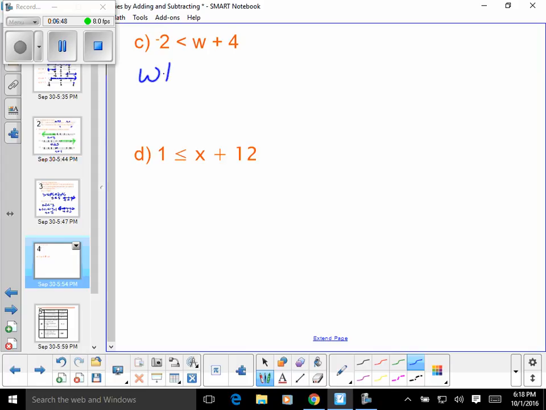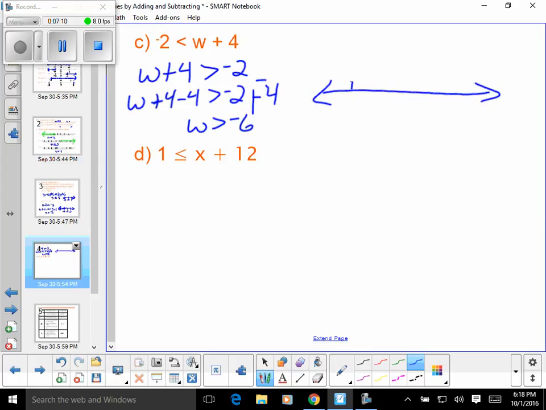I'm going to rewrite it as W plus 4 is greater than -2. I feel more comfortable, just like everybody else, with that variable on my left. Remembering to add the opposite, I will have W is greater than -6. To graph that, -6, 0, and 6. I'll have an open circle, and I want everything greater than -6.